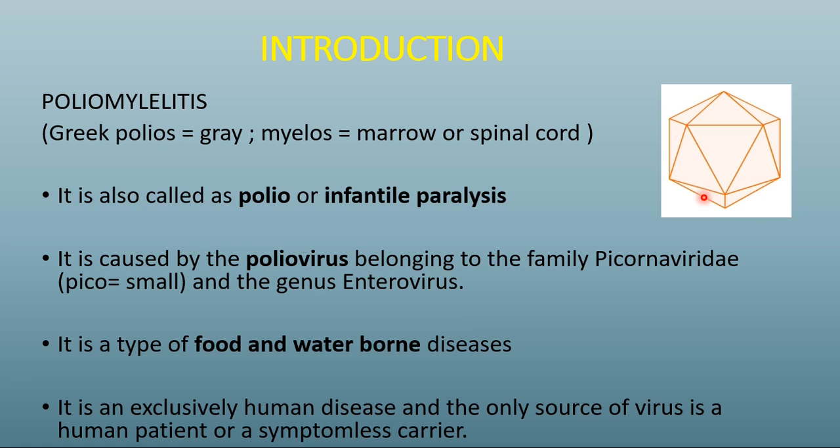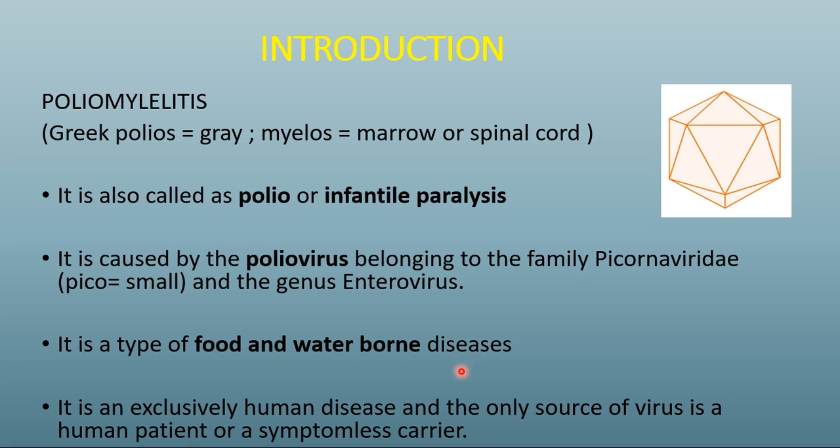This infantile paralysis, or polio, is caused by a virus called poliovirus belonging to the family Picornaviridae, where pico means small, and the genus Enterovirus. As entero means intestinal, it is an infection affecting the intestine. And the intestine is related mainly to food and water. So it is a type of food and waterborne disease.